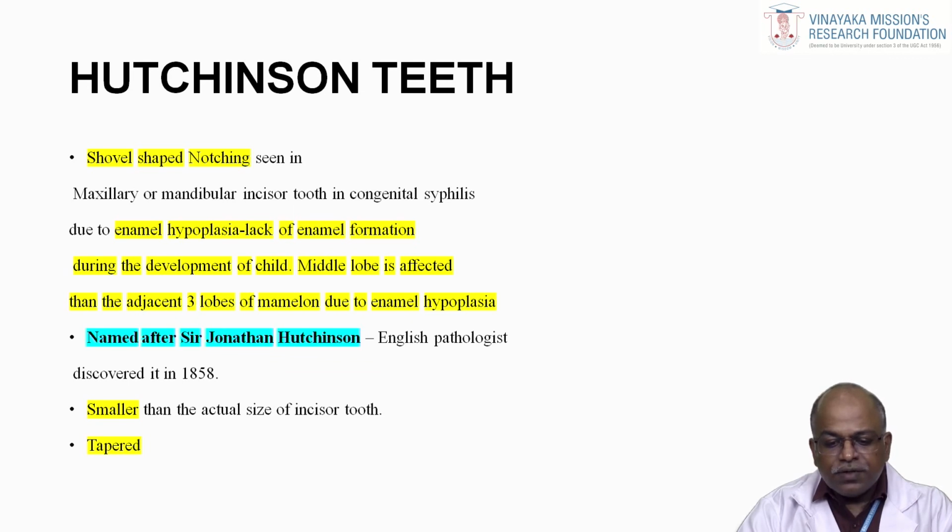The middle lobe of the tooth is usually affected rather than the three lobes of the mamelon due to enamel hypoplasia, named after Sir Jonathan Hutchinson, an English pathologist who discovered it in 1858. They are smaller than the actual size of the incisor tooth and they are usually tapered.